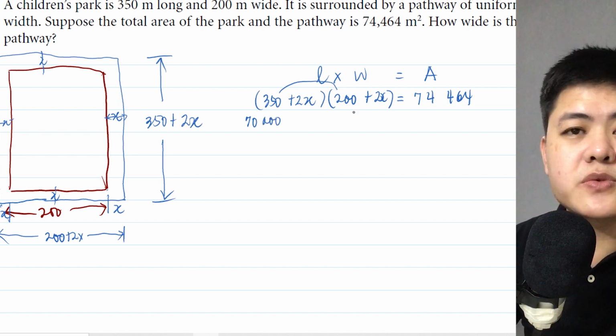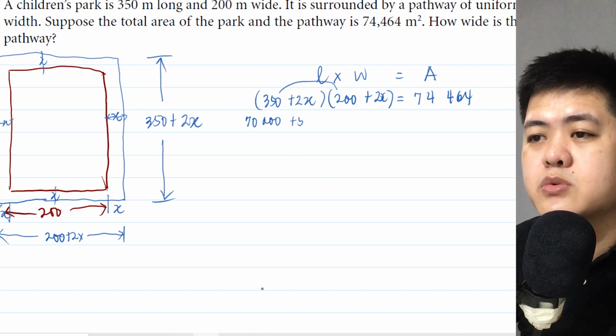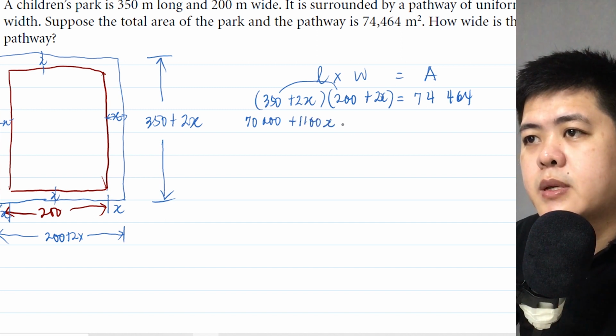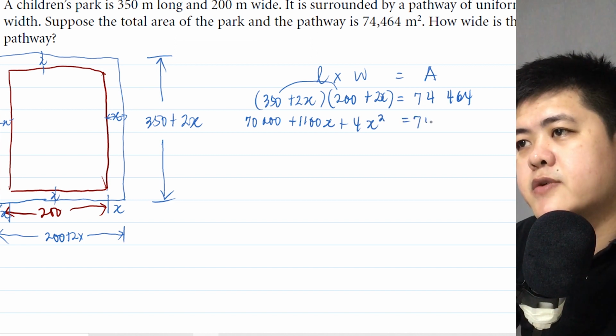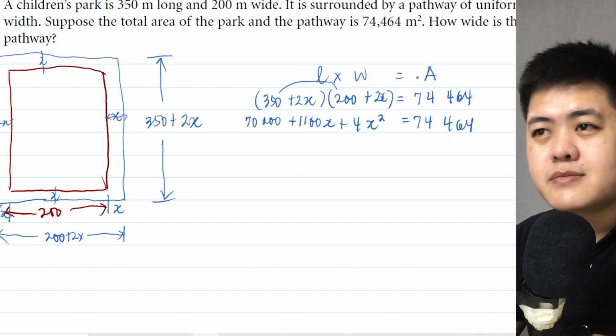70,000. And then 350 plus 200, that is 550, hindi pala, times 2. 550 times 2 plus 1,100x plus 4x squared equals 74,464. Tapos lipat lang natin lahat sa saan to?